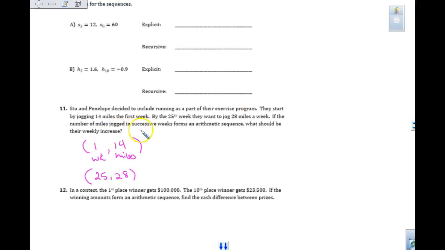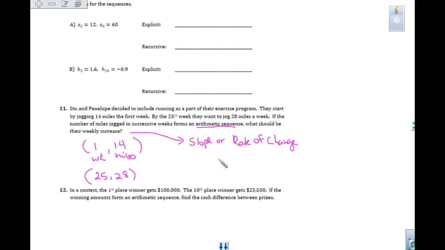If the number of miles jogged each successive week is an arithmetic sequence, meaning we're adding something constant, what should their weekly increase be? Do we have to write it in explicit or recursive form for this? Does it ask us to do that? It only asks us what should be the weekly increase, which means you're really trying to find the slope, your rate of change. That's all they're asking for in that question. You don't have to write the equation. You're just asked to find either the slope or rate of change. Just show me how you get the slope, right?